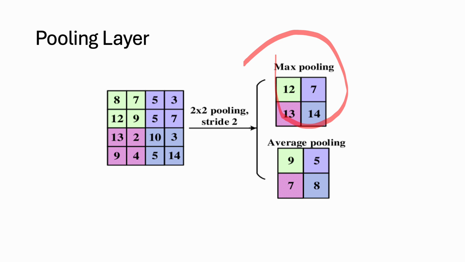And there is another type of pooling, which is called average pooling, which will take the average value of the box. For example, this green box, if you take the average, like sum all of these values and divide by 4, then you will get 9. So there are two types of pooling we can use inside the CNN.